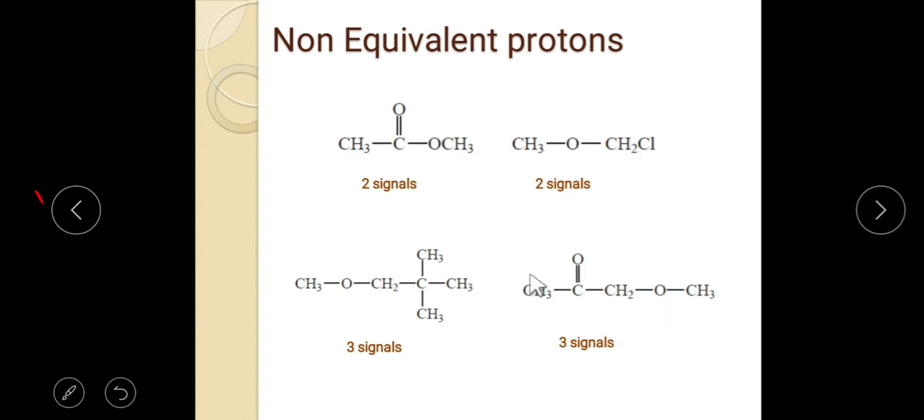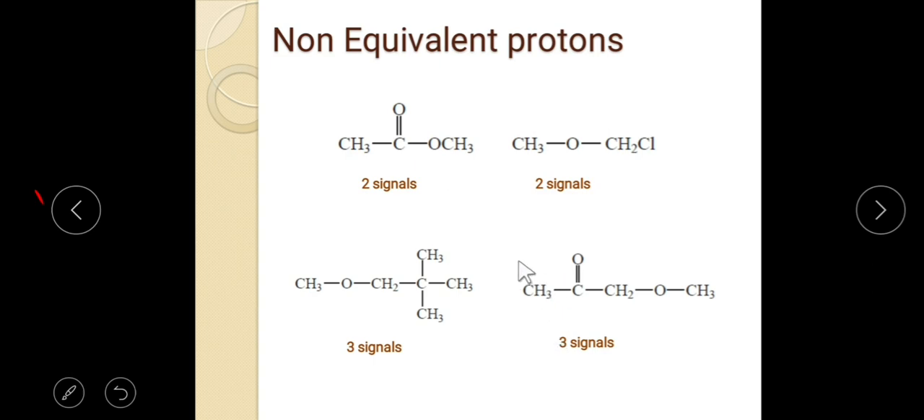Can you guess why this molecule is showing 3 signals? Because this CH3 is attached to the CO, this CH3 is attached to the oxygen, and the CH2 is in between the carbonyl and oxygen. All 3 groups are in different chemical environments.